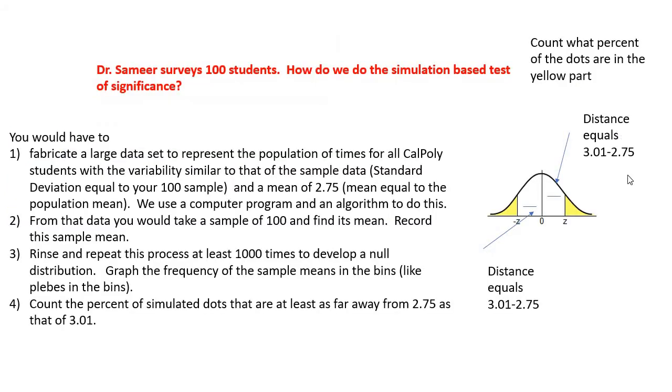Or some people use just this. It's the amount of dots that is distance 3.01 minus 2.75 away from the mean, that proportion of dots that ended up on both sides. You can explain it that way as well.